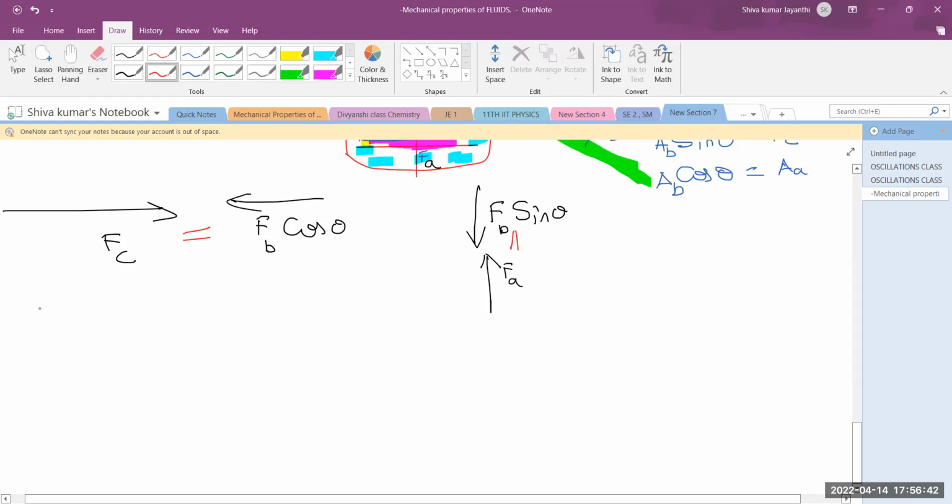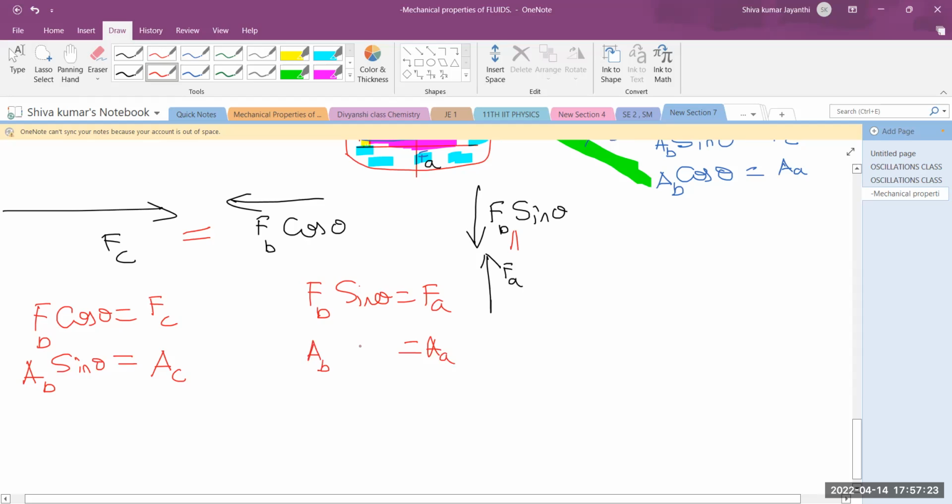So we write that Fb cos theta is Fc. Similarly, Fb sin theta is Fa. Is this understood? And we also already have the area vectors. Area AC, we have split up, is equal to AB sin theta. Similarly, the area A is AB cos theta. We know this.